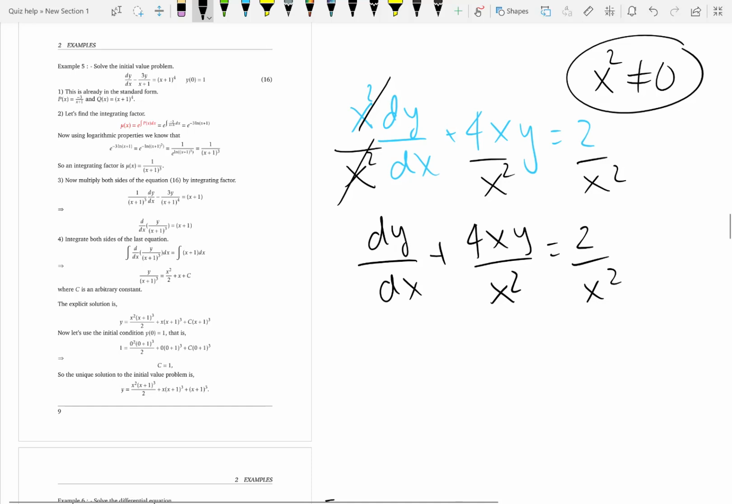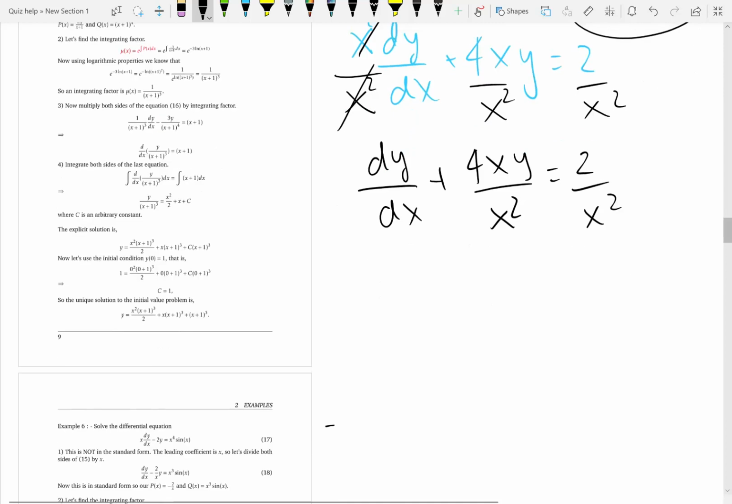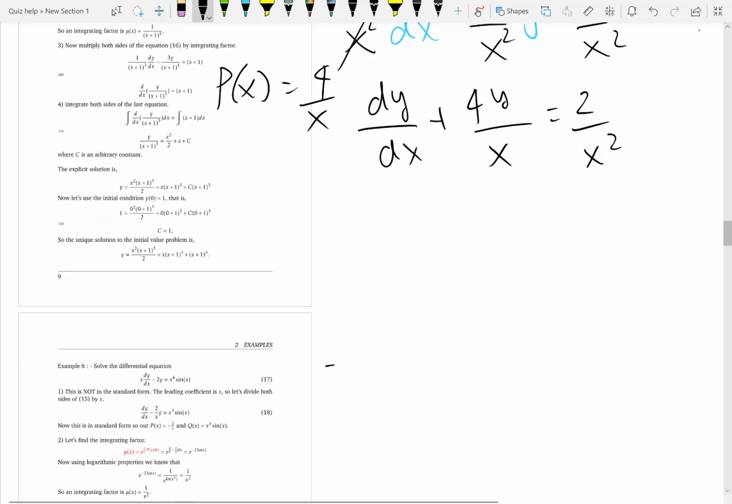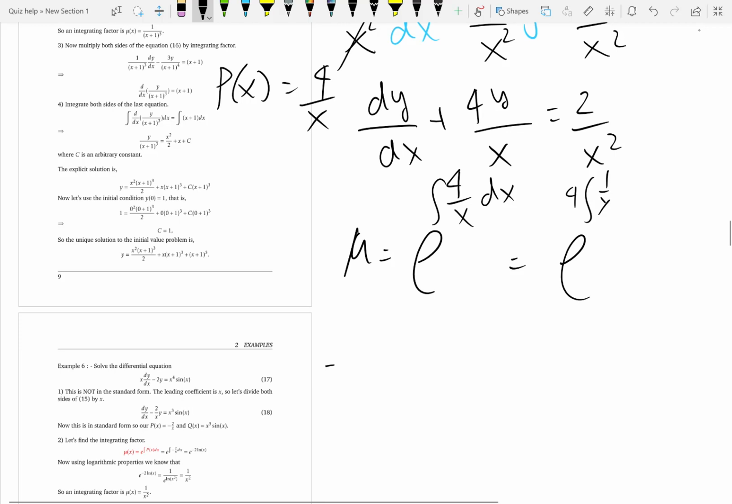Anyway, we have the standard form right now, and I can simplify this further. x and x cancel out, so this should actually be 4y over x. Now, when I look at this, my p is 4 over x. The whole point of finding p is to find the integrating factor. So mu is e to the integral of 4 over x. Let's take that 4 outside the integral, so 1 over x dx.